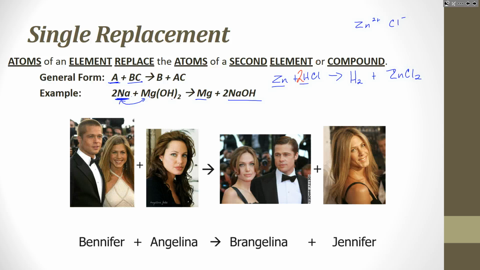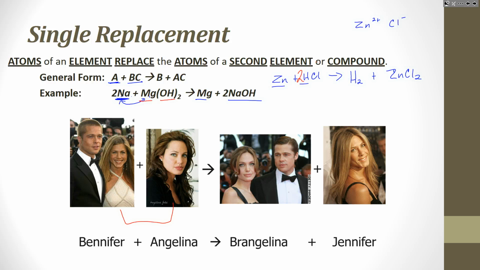Here is the real-life example. So we started with Bennifer, and then Angelina Jolie came along and switched out Jennifer. So notice the girls are switching spots. Again, it's either the metal switch or the non-metal switch. And the reason why is because we want positives and negatives to go together.